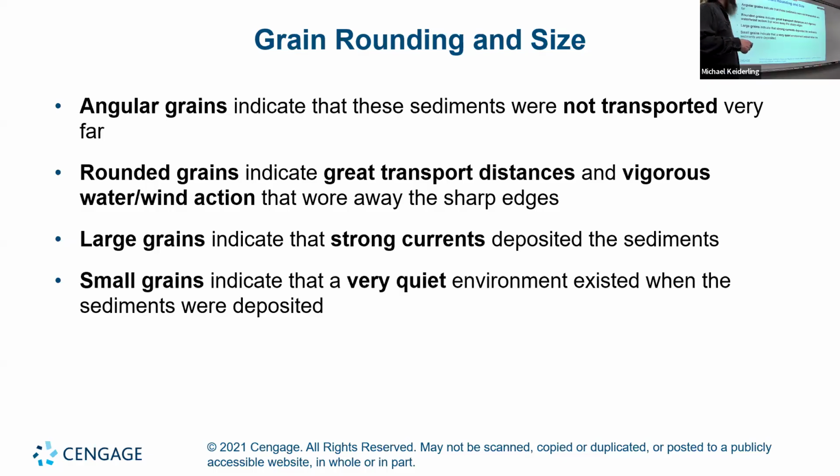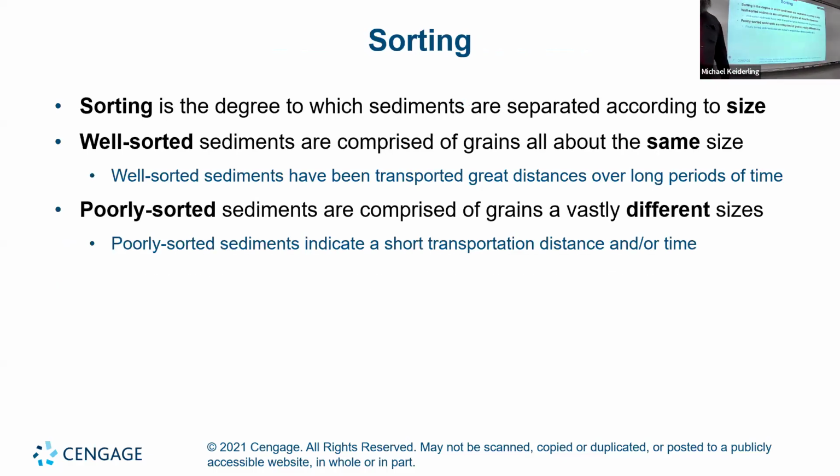Larger grains indicate strong currents deposited the sediments, while small grains indicate a very quiet environment existed when the sediments were deposited, because the faster a stream moves, the larger the particles it can carry, which we'll get into in the next chapter. Now, sorting is the degree to which sediments are separated according to size.